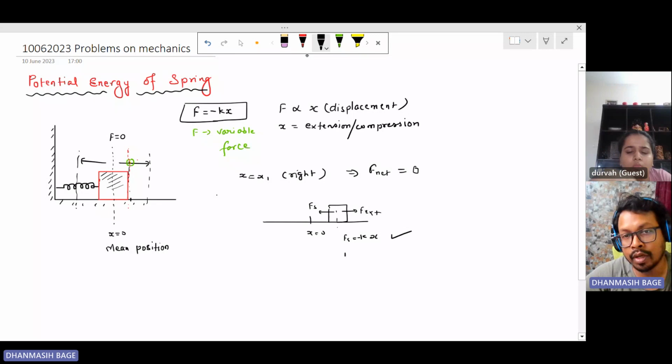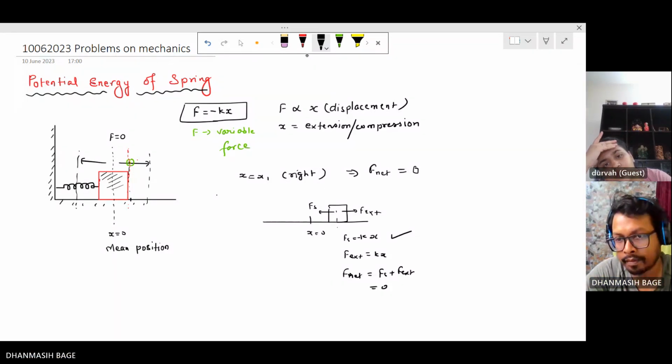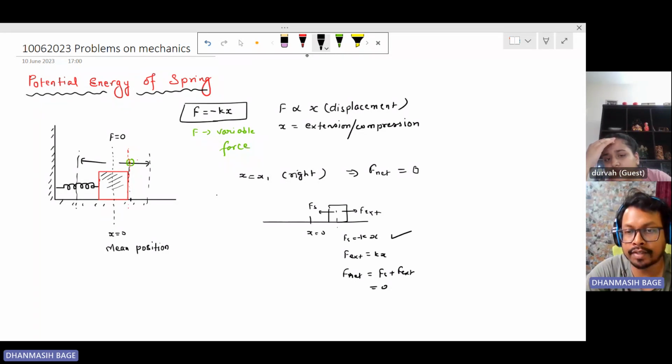But if I ask you about the external force, that is why it is kx, in the positive direction. And if I ask what the net force is, it is Fs plus F external, right? That is equal to 0, because two forces are acting on it. So the net force acting on it is 0.